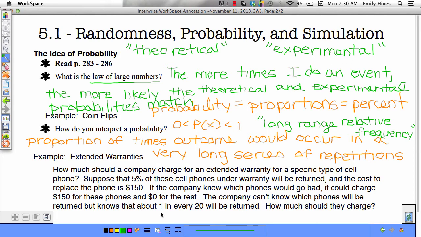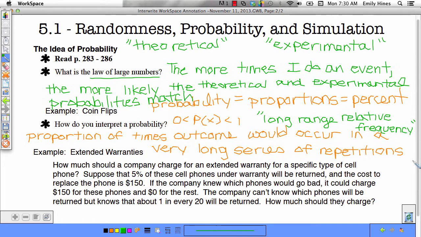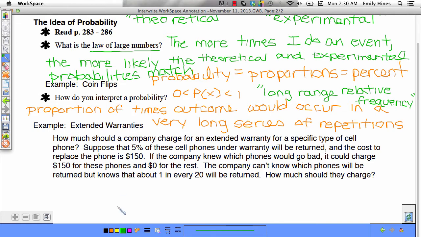Because they know that about 1 in every 20 will be returned, they can say, okay, then that means out of every 20 phones, I need to make $150. So I take $150, I divide it by 20, and that tells me that each person should pay about $7.50. Okay, will it always be that 1 in every 20 will be returned? No, I mean, they may have 2, and then they may go 60 phones and none of them be returned.